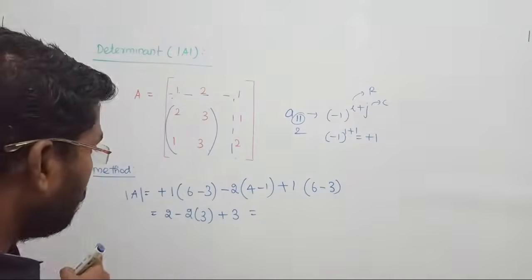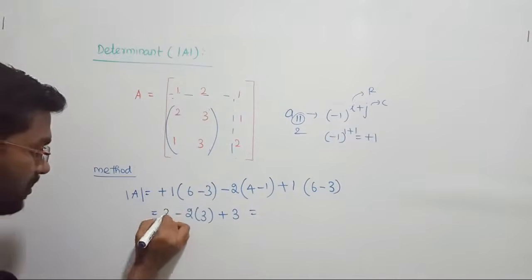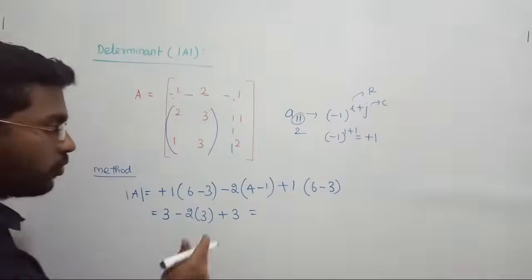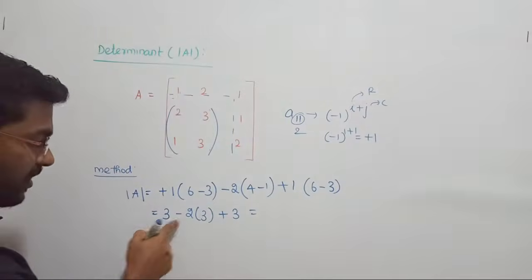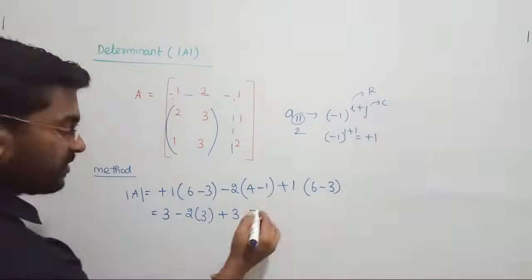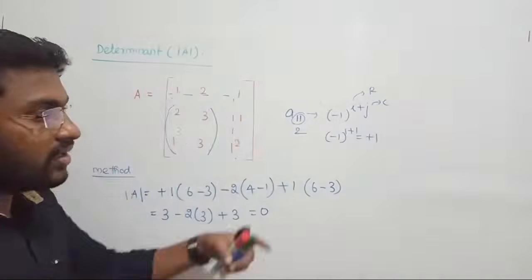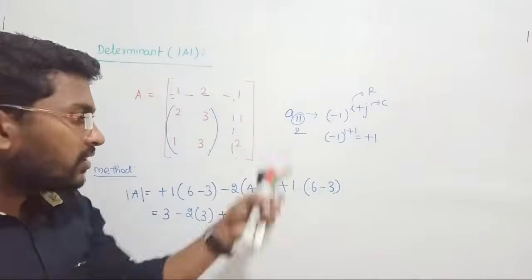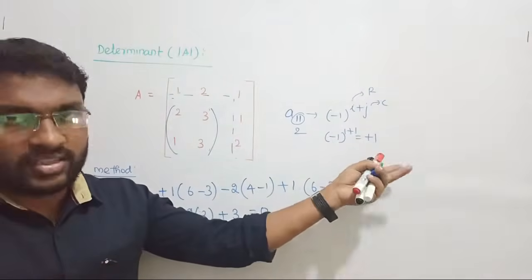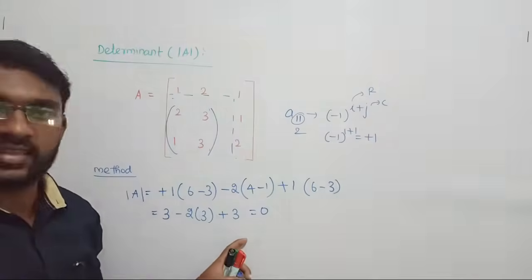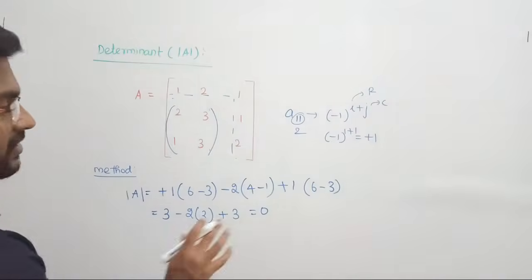6 minus 3, did I make any mistake? Yes, guys listen, that is 3. 6 minus 3 is 3 only, not 2. 2 into 3 will become 6, such that see that 3 plus 3 will become 6, minus 6 will give you 0. Did we get the same answer in method number 1? Method number 1 nammaku enna vandhadhu, 0 than vandhadhu. Method number 2 also we are getting the same 0. Clear? Yes. So our answer is correct.